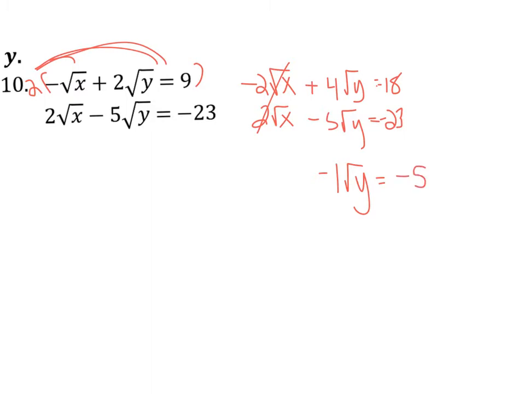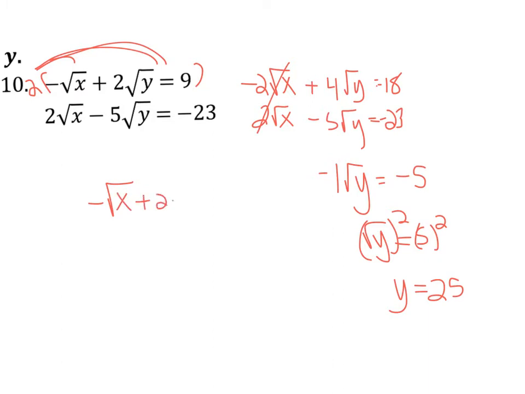So I'm going to divide both sides by -1. That gives me root y equals 5. And I square both sides to get rid of that radical. So y equals 25. So I'm going to take that 25 and plug it into one of my original equations. I'm just going to plug it into the top over here.